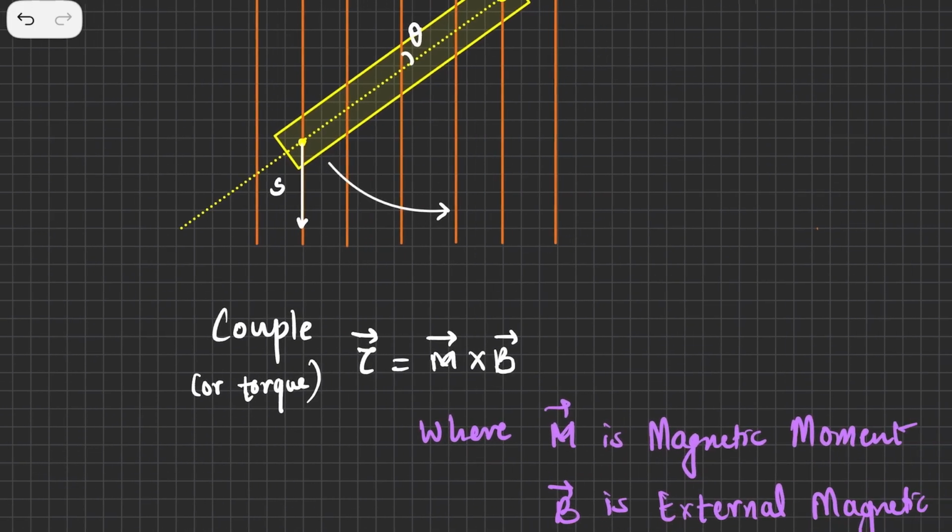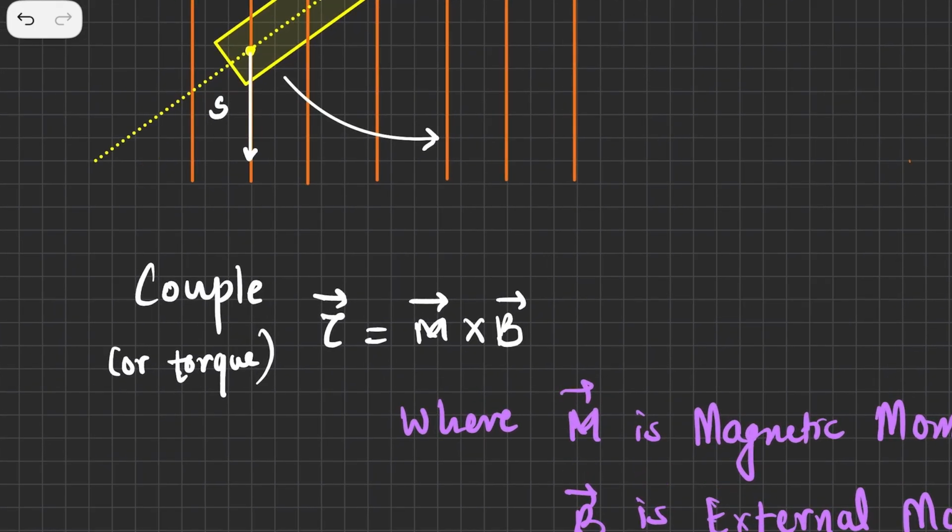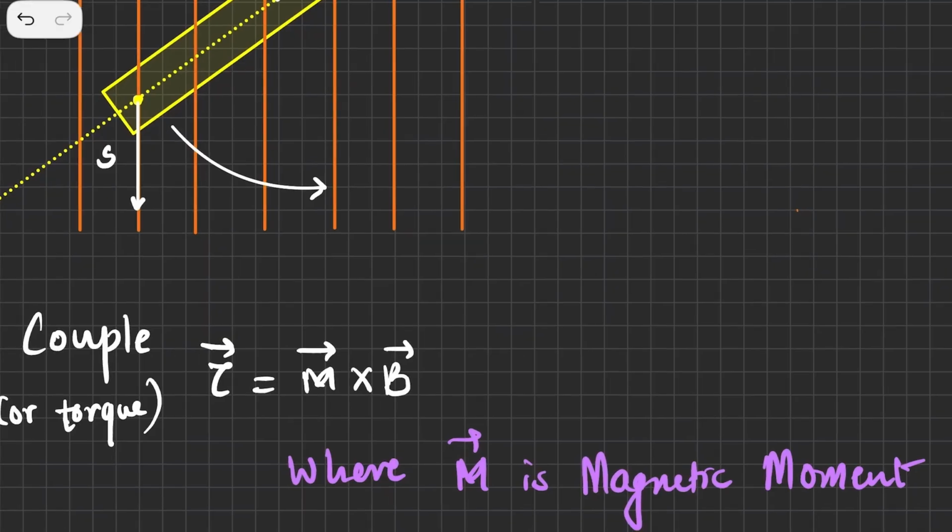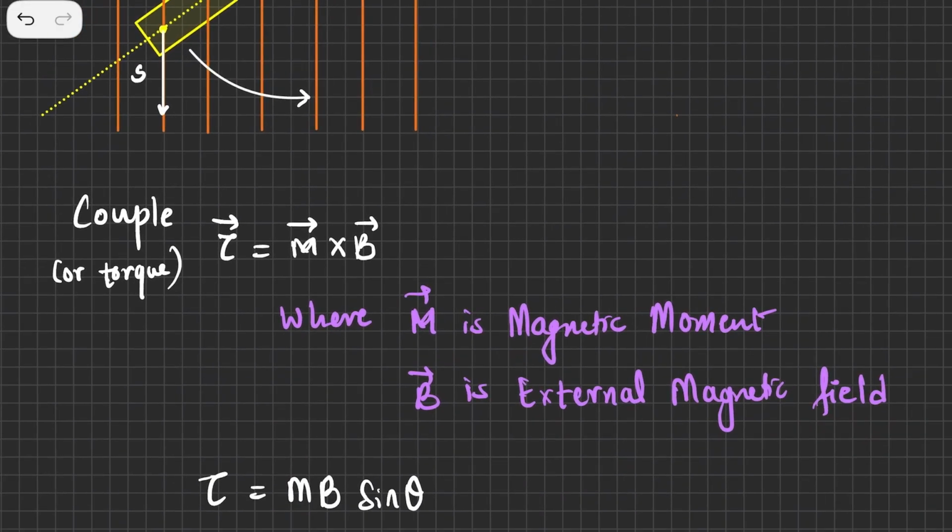So here what we need is a formula, which is the formula for couple, or what we also call torque. Now couple or torque, the formula in magnetism is torque or couple is equal to magnetic moment into the magnetic field.